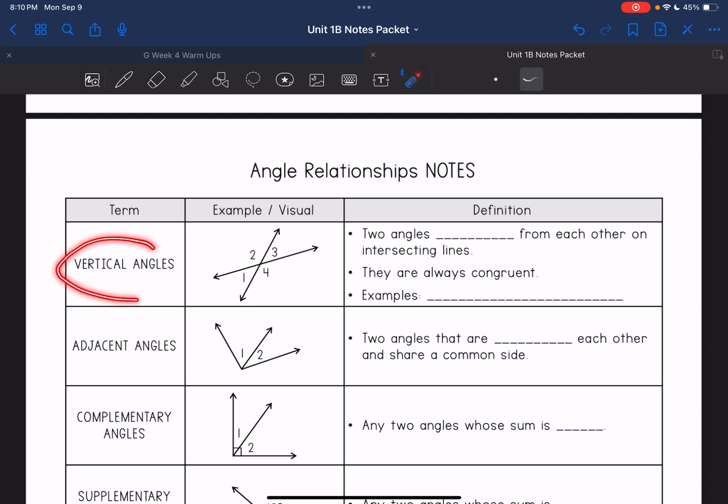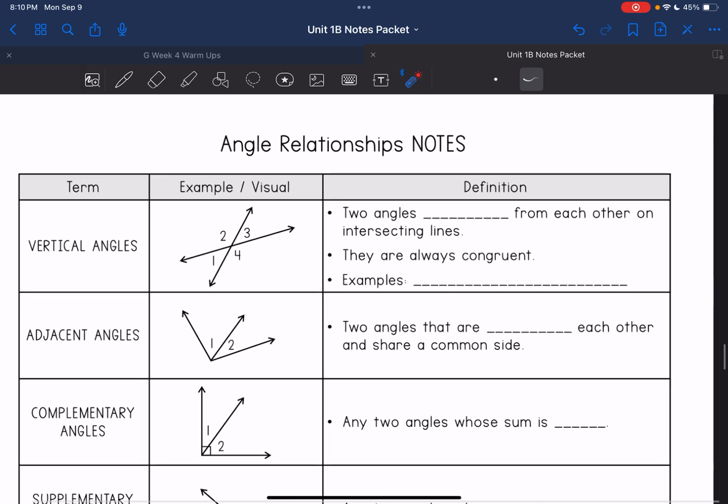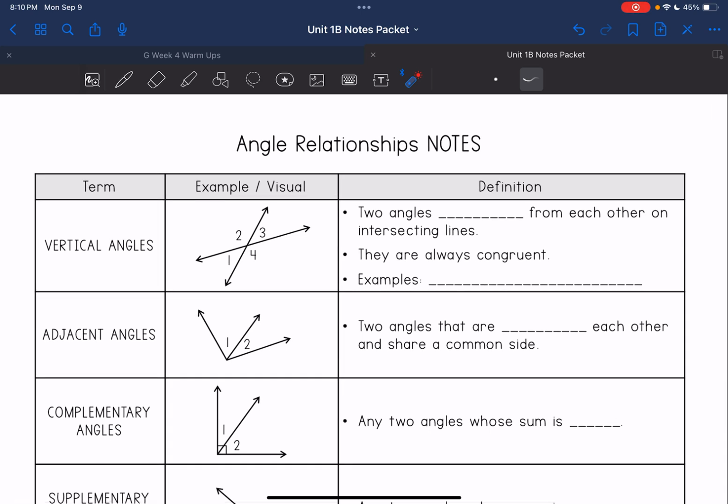First one is vertical angles. It's not exactly what it sounds like. So usually when we think of verticals, we think up and down. That's not what happens with vertical angles. So for these, we call vertical angles two angles that are across from each other on intersecting lines. And these vertical angles are always, always, always congruent. And remember our symbol for congruent, equal sign with a little squiggle on top.